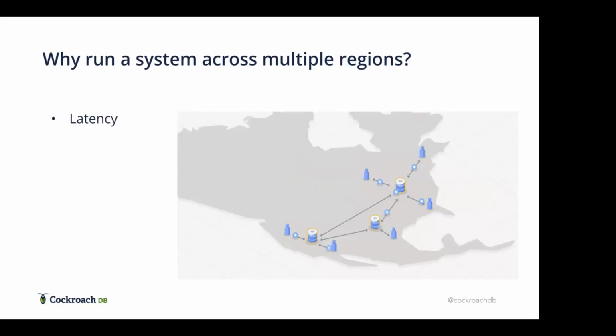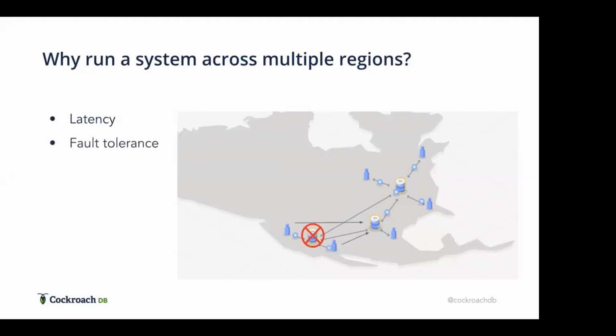This is especially critical if you're running a global service that has users all over the world. If you don't have any instances of your service near them, they're going to have to wait hundreds of milliseconds to get responses back from the service. So this is a very strong reason for wanting to run whatever you're running across multiple regions.